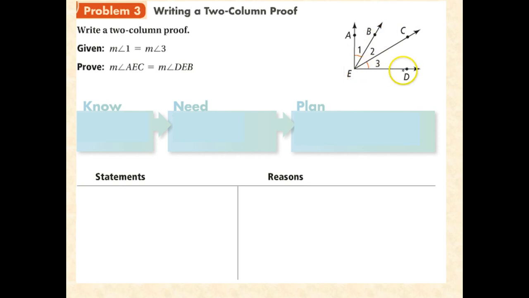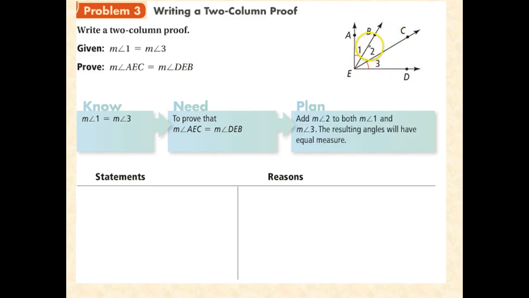All right. We know that the measure of angle 1 is equal to the measure of angle 3. We need to prove that the measure of angle AEC is equal to the measure of angle DEB. So what's the plan? The plan would be to add the measure of angle 2 to each one of these. Angle 1 plus angle 2 should be equal to the measure of angle 3 plus the measure of angle 2. All right, so that's our plan.